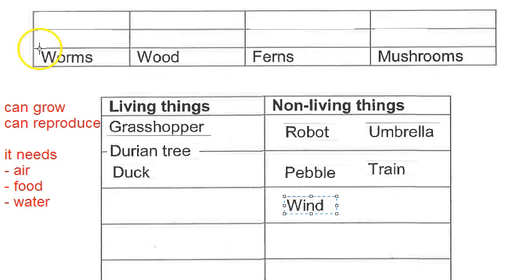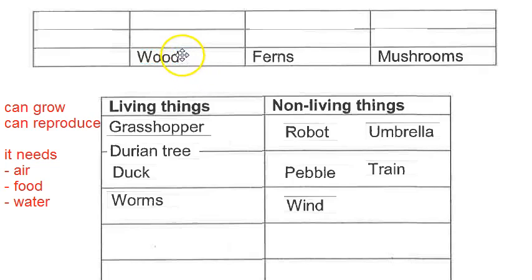How about worms? Worms do eat food. It eats rotting vegetation on the ground. It does lay eggs, so it can reproduce. It can grow in size.